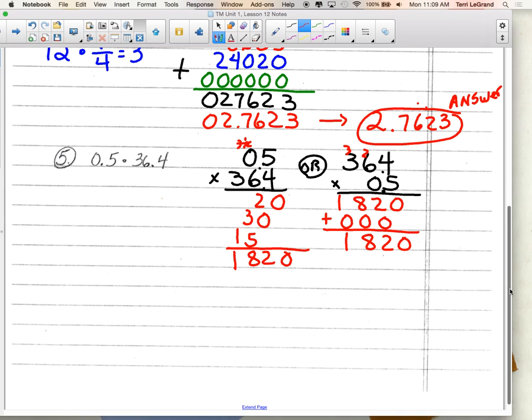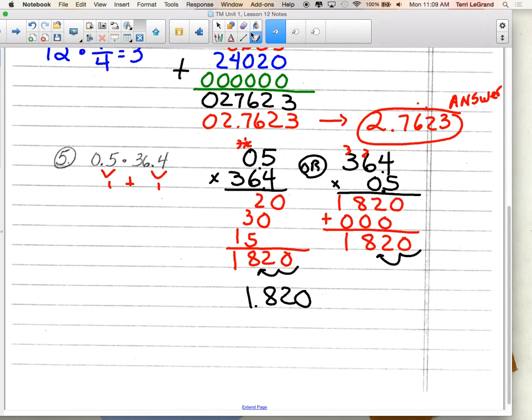How many decimal places do we have this time? 2. We have 2 altogether, so we have to move it back 2 places. So regardless of which way the work is, I end up with 1.8202? No. What should it be? 18.20, right? 18.20. Okay, can that be cleaned up?